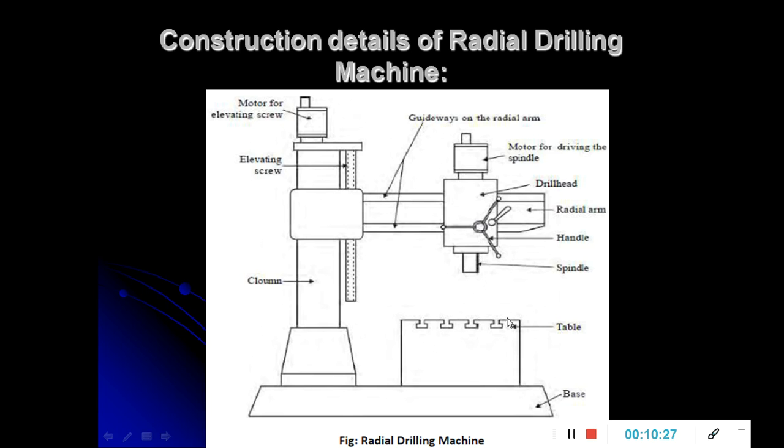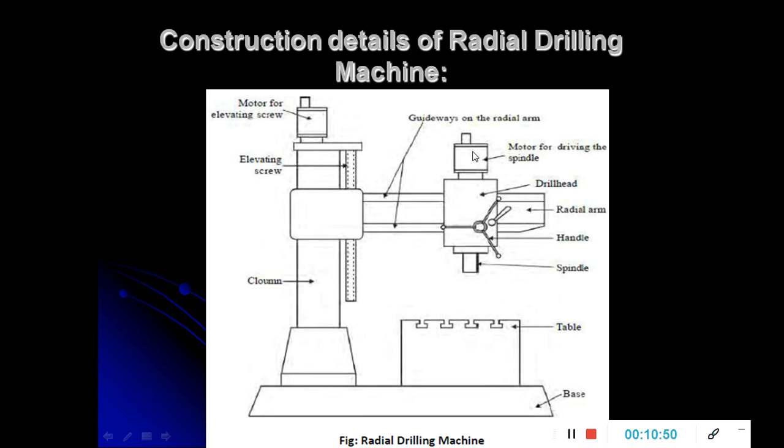And coming to the working, it is very simple in working. The workpiece is going to be mounted on a T-slot table with the help of nuts and bolts. The drill bit is mounted in a spindle, and the height has been set according to the size of the workpiece.